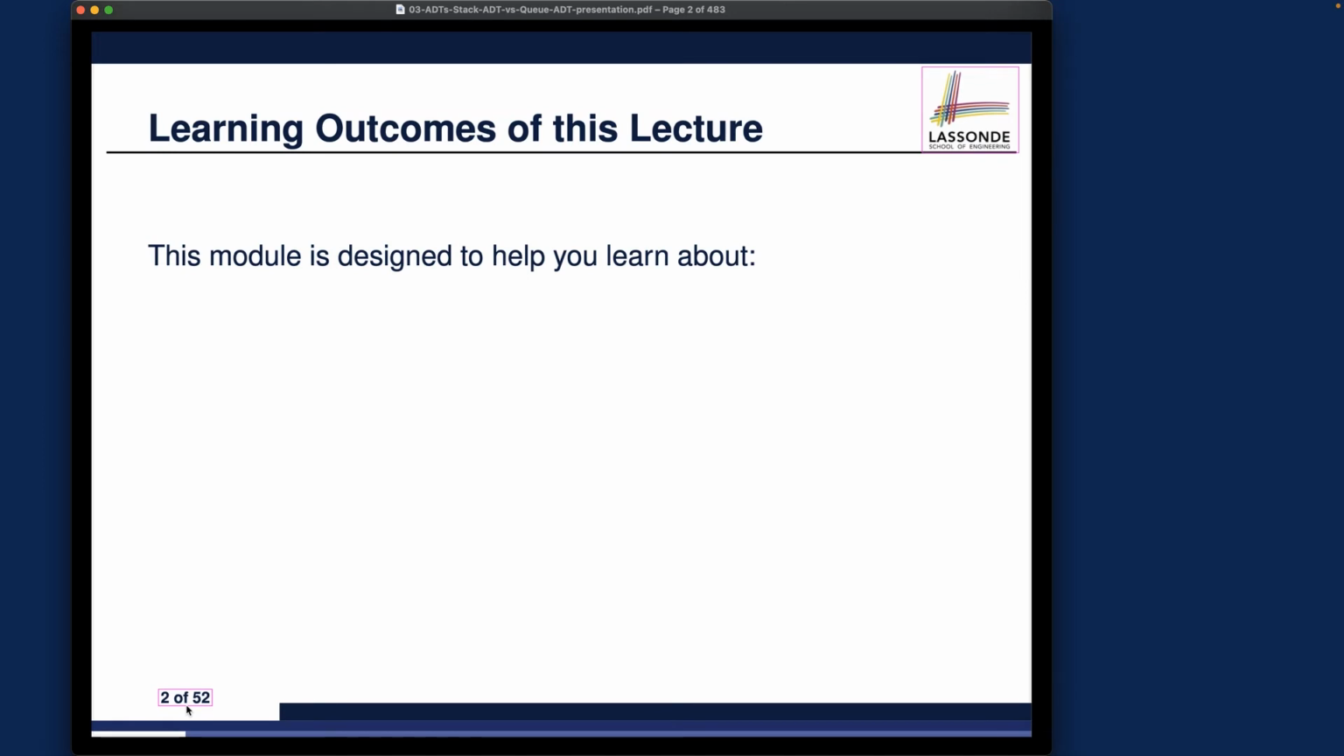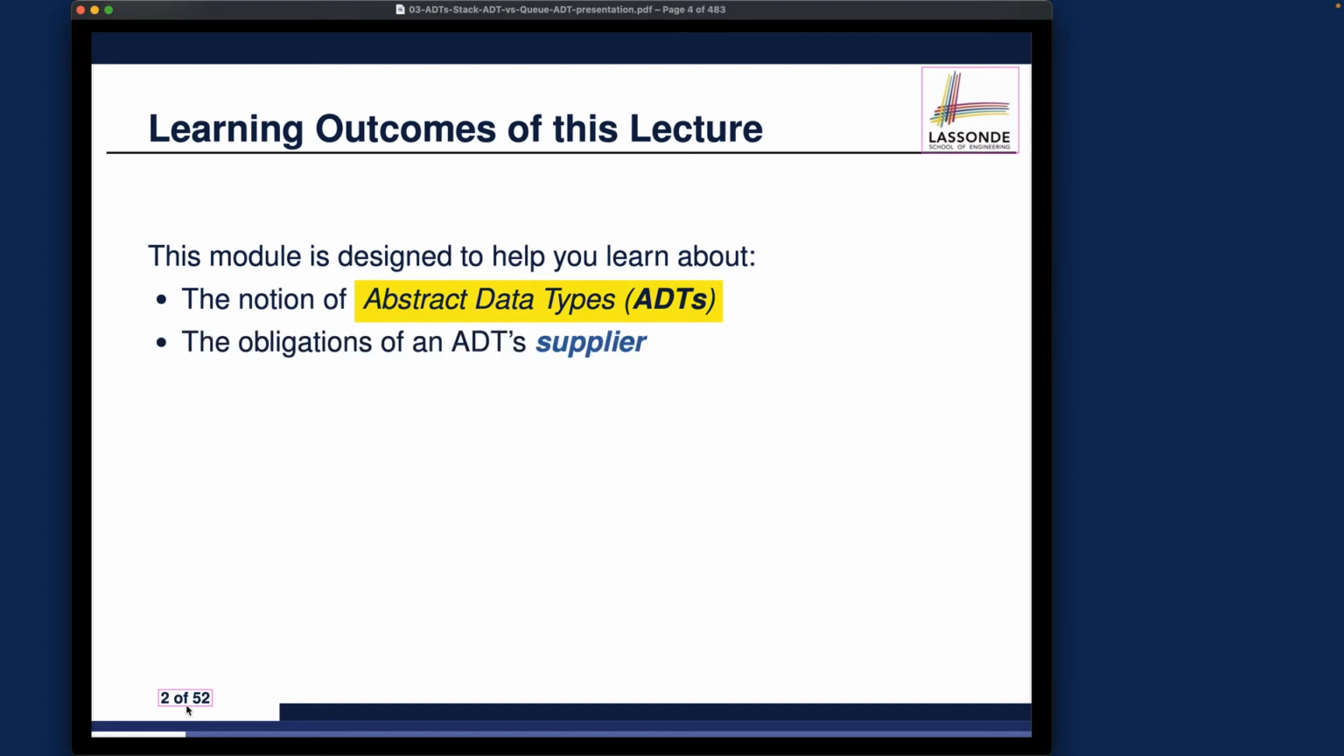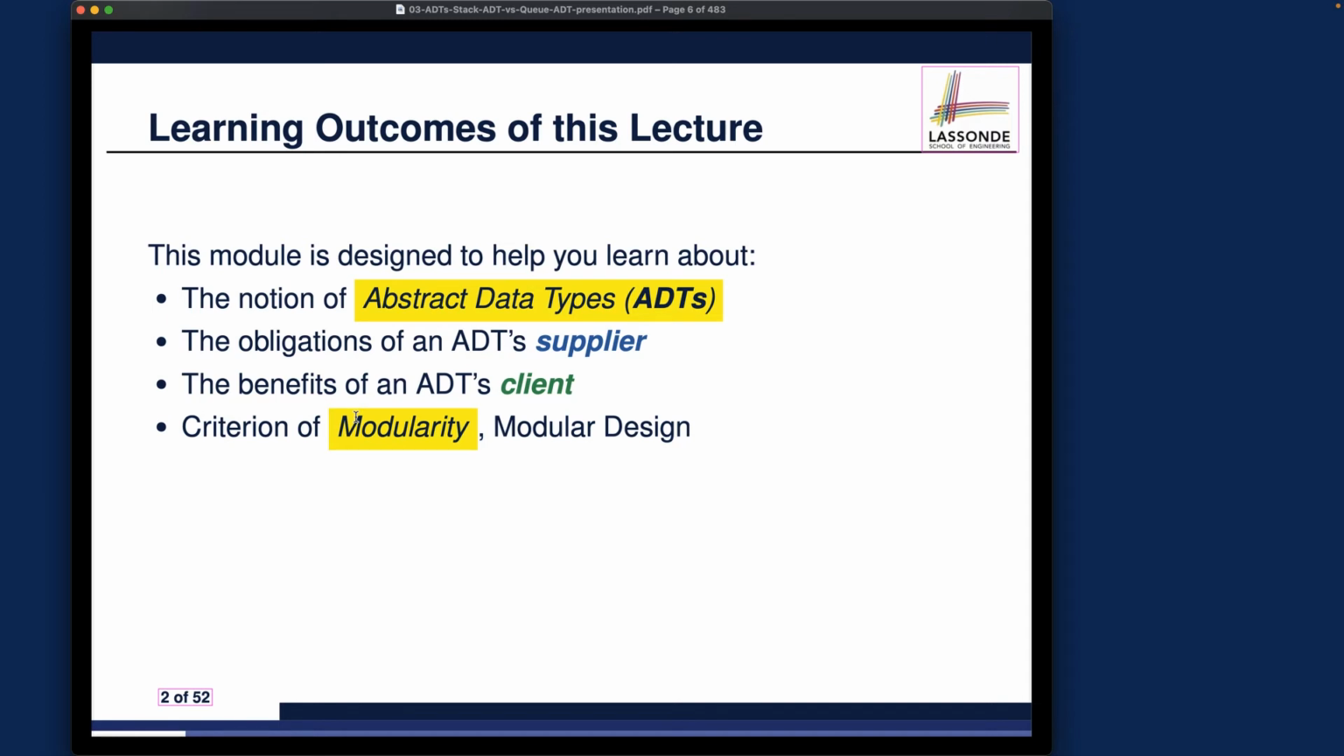You're going to learn about the notion of abstract data types, or ADTs. And the obligation for the ADT supplier, we're going to draw the difference between supplier versus clients, and also what would be their obligation for the supplier or implementer, or also what would be the benefit for the client or the user. That's something we're going to clarify in context. And the criterion for modularity, and also what really is a modular design.